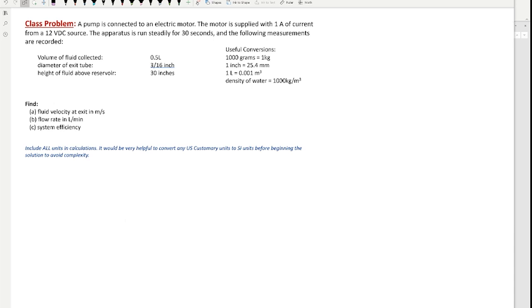Let's work this problem to apply the principles that we just learned about calculating pump efficiency. In this problem, we have a pump that's connected to an electric motor. The motor is supplied with 1 amp of current from a 12-volt DC power source. The apparatus runs steadily for 30 seconds and the following measurements are recorded.